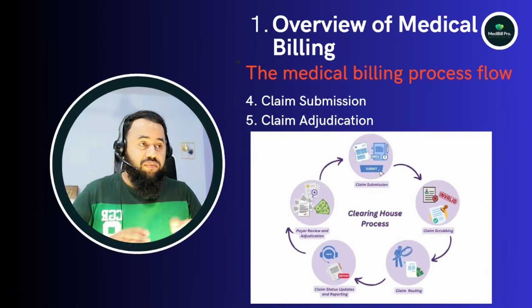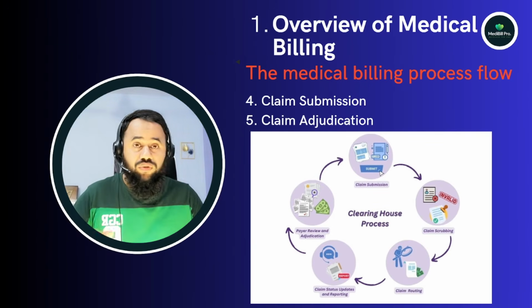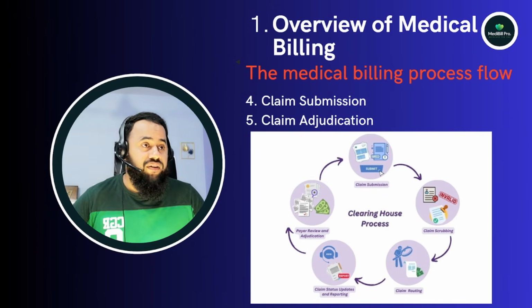So next is claim routing. If the claim is good and there is no issue, then the claim will be routed to the insurance company. Then claim status updates and reporting. So we will get the reports as well, and we will find out the claim status, whether the claim is processed and the insurance has accepted that claim. Then peer review and adjudication.